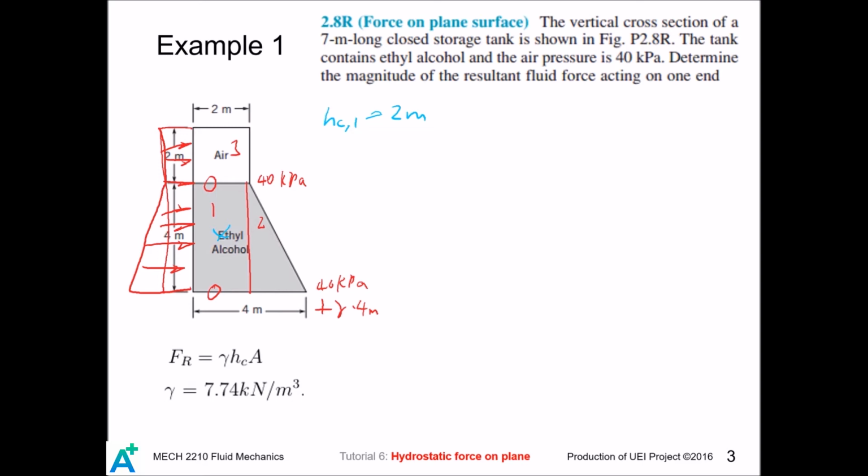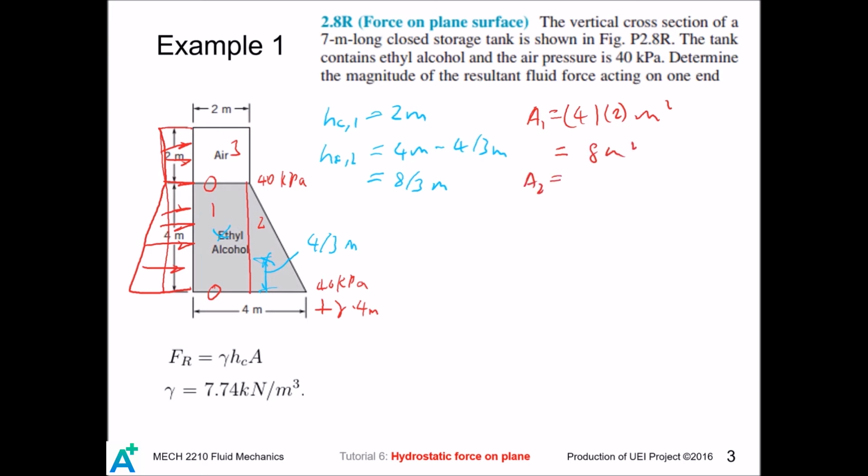And then for the triangle, this length is 1/3 of the height, and this is 4 divided by 3 meter. So for the triangle, the center is 4 meter minus 4 divided by 3 meter, which equals 8 divided by 3 meter below the liquid level. Now we calculate the area of each section. For the rectangle, A1 equals 4 times 2 meters square, and that is 8 meters square. For the triangle, that is 2 times 4 divided by 2 equals 4 meters square.